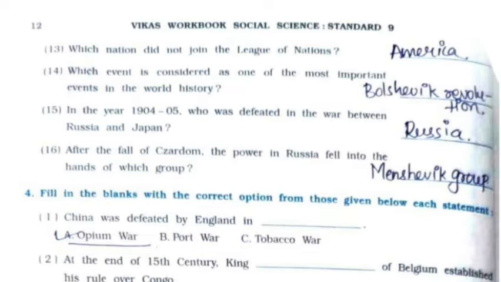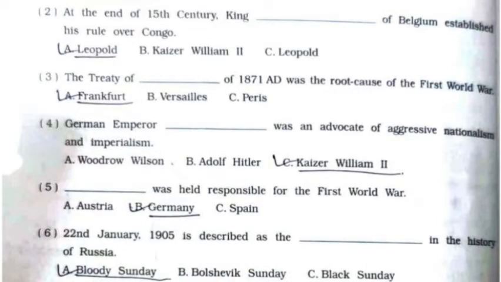First one, China was defeated by England in Opium War. It's option number A. Second, at the end of 15th century, King Leopold of Belgium established his rule over Congo. It is option number A. Third, the Treaty of Frankfurt of 1871 AD was the root cause of the First World War. It's option number A. Fourth, German Emperor Kaiser William II was an advocate of aggressive nationalism and imperialism.